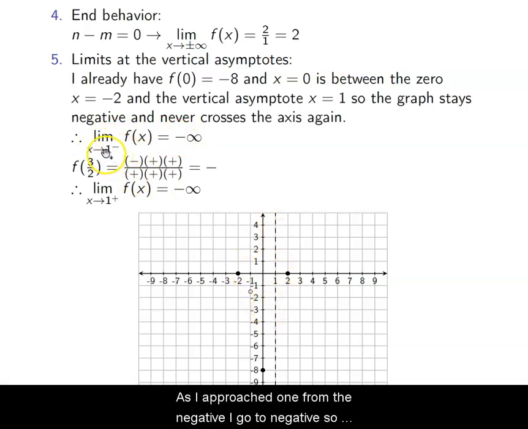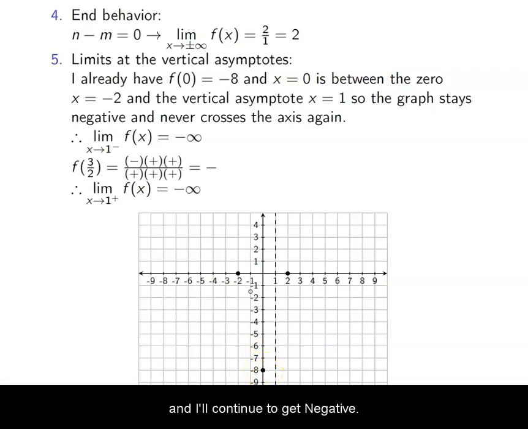So as I approach 1 from the negative side, I go to positive. I'll cross here, and I'll continue to get negative, right?